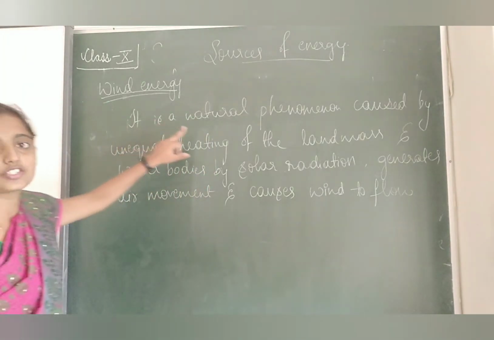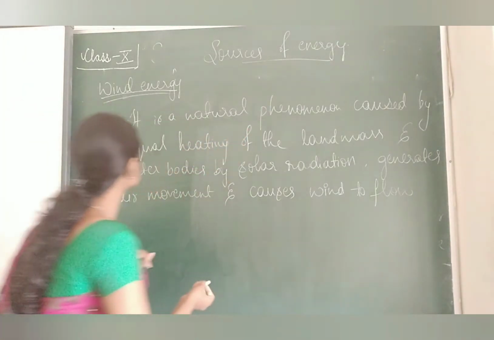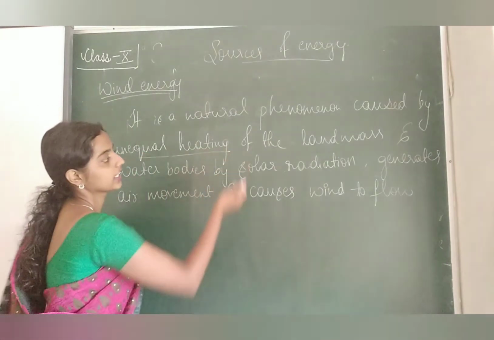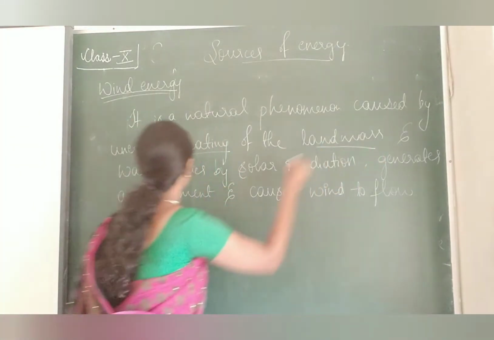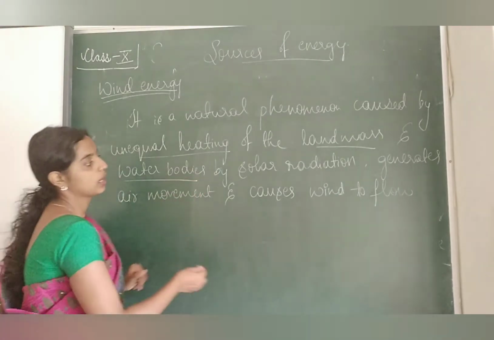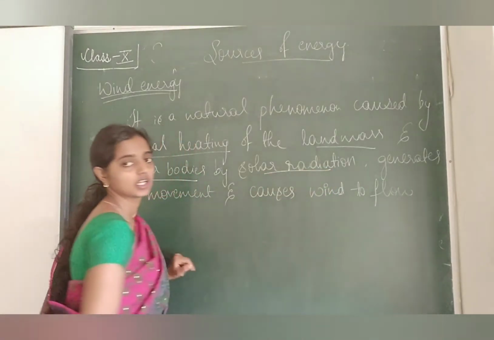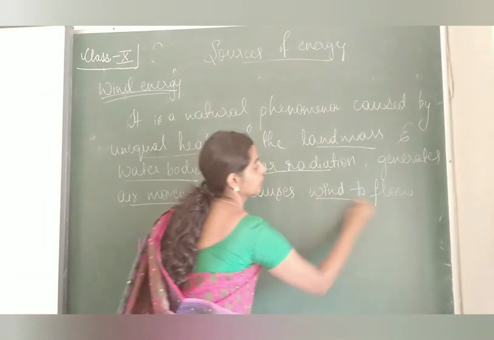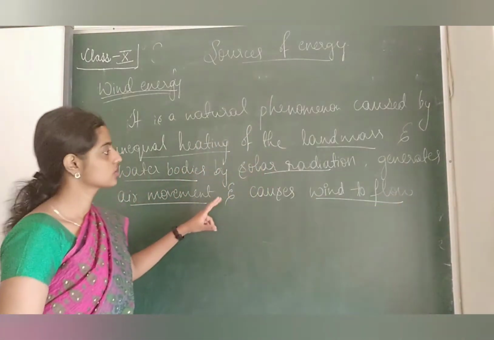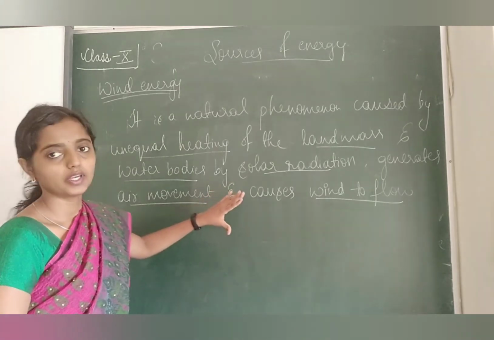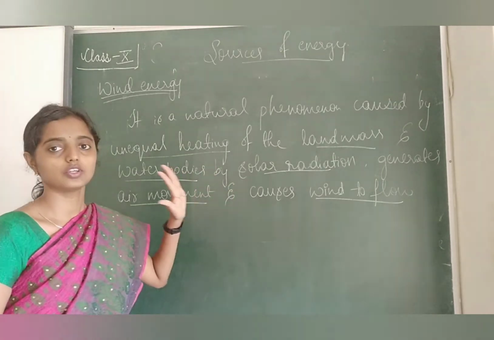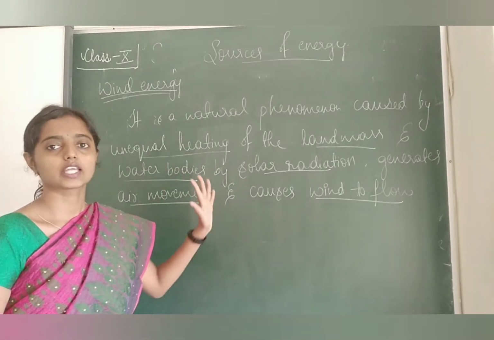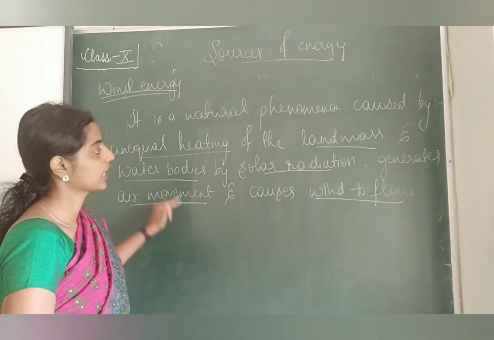It is a natural phenomenon caused by unequal heating of the land mass and water bodies by solar radiation, and generates air movement and causes wind to flow. Even though it's a big statement, you should understand it and rewrite it. Based on the explanation which I gave earlier, you can state this.